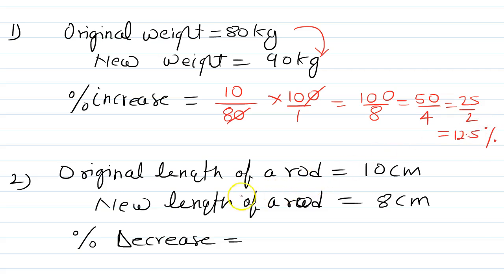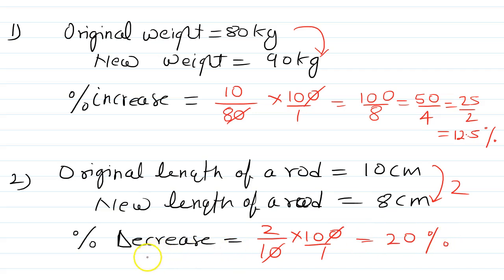Yeah, now let's see here. Here difference is again 2. Original value was 10 and times by 100. So top zero cancels by bottom zero, and 2 times 10 is 20%. So here it is decrease and here it is increase.